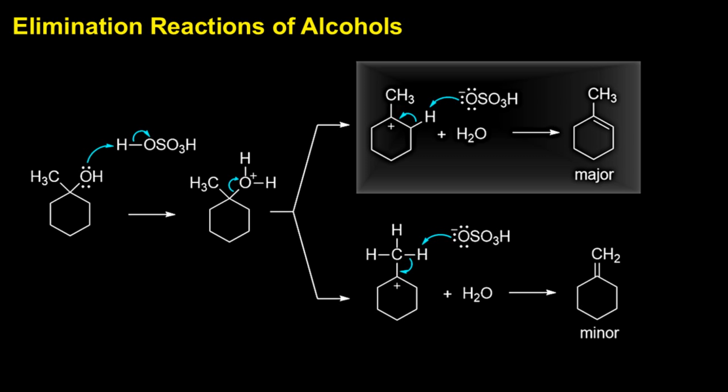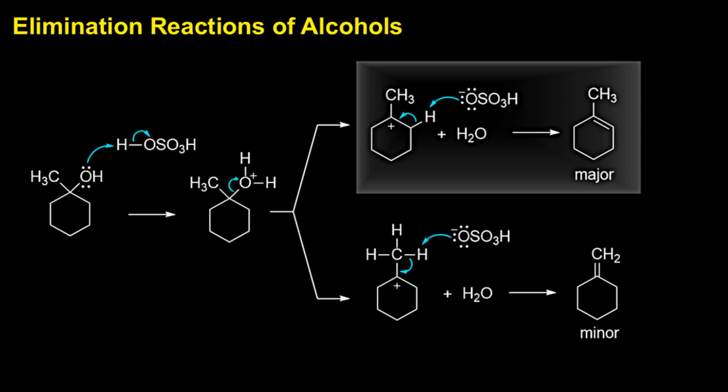Let's go through a classic example. We're starting with a tertiary alcohol, and under acidic conditions, the OH group gets protonated and leaves as water. That forms a carbocation ion on the central carbon. Next, a beta hydrogen is removed, and depending on which one goes, you can get different alkenes.